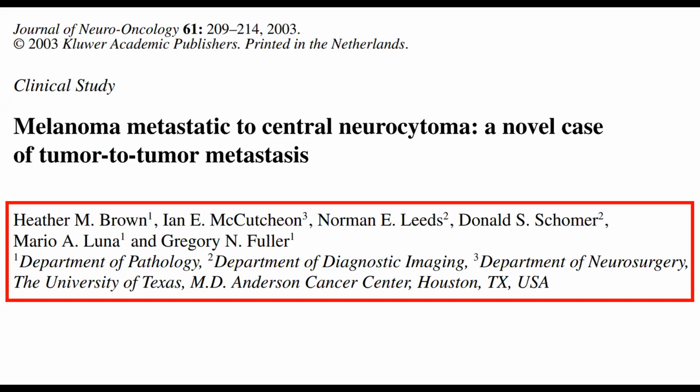Heather Brown was one of our outstanding oncologic surgical pathology fellows back in 2003, now in practice. Ian McCutcheon, senior tenured neurosurgeon. The late, great Norman Leeds. Donald Schomer, the current chair of the Department of Neuroradiology. Mario Luna, the great Mario Luna, master of head and neck pathology, and modestly myself. This is an amazing group of authors for a case report. Boy, those were the days.